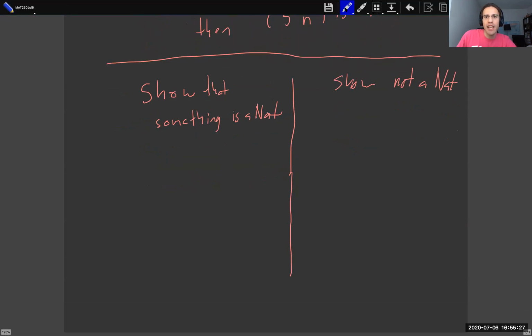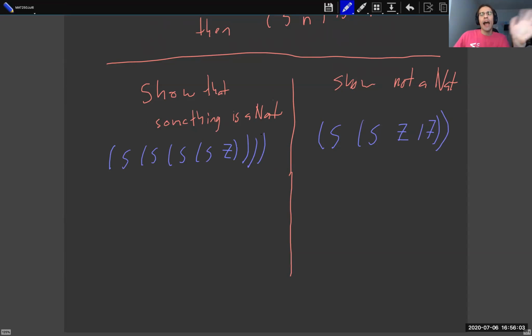So here I'm going to give an example of something that is not a NAT. It is S of Z 17. And here is something that is a NAT. S of Z, and then, whoops. So why is this a NAT and why isn't this a NAT? How can I show that using the rules?